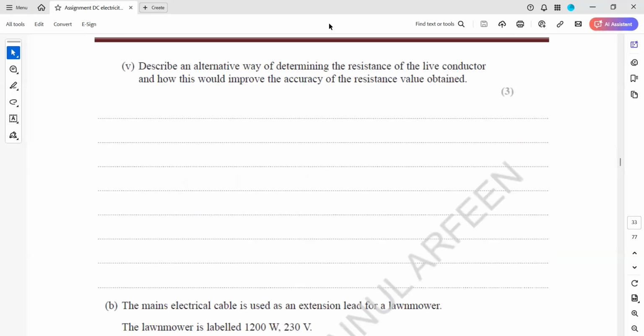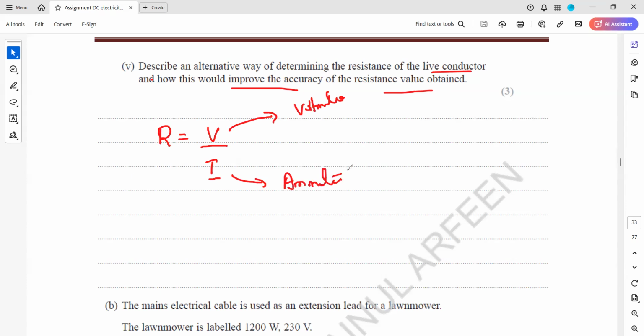Then describe an alternative way to determine the resistance of a live conductor and how it would improve the accuracy. Look, a student using an ohm meter and directly measuring. So there is another way of finding the resistance, by taking a ratio between voltage and current. So we can measure the voltage by using a voltmeter and we measure the current by using an ammeter, and using a more sensitive voltmeter and ammeter will reduce the percentage uncertainty in the value of R.